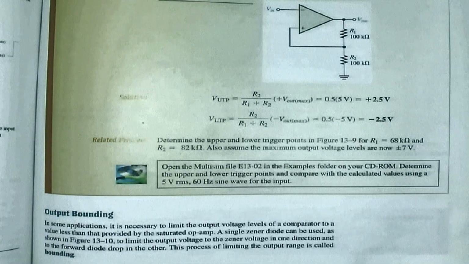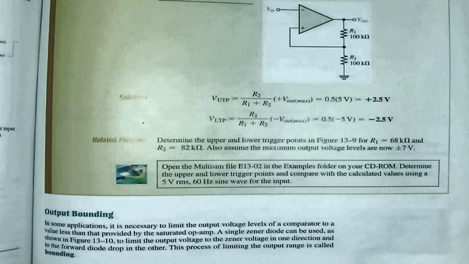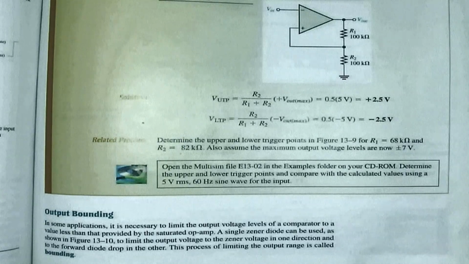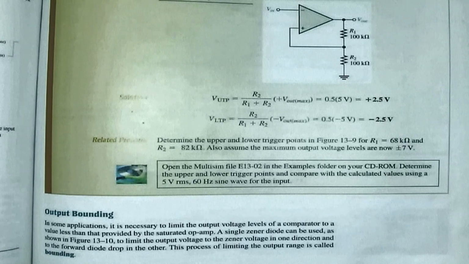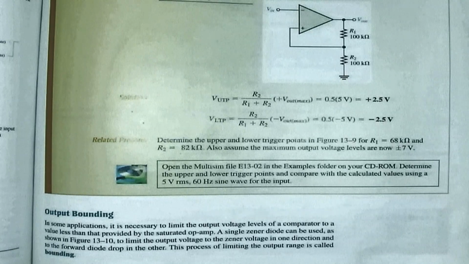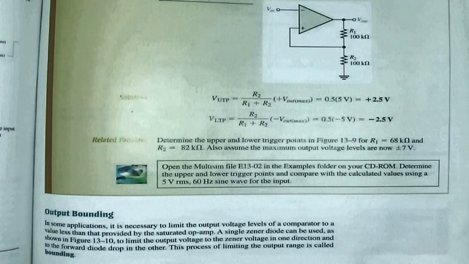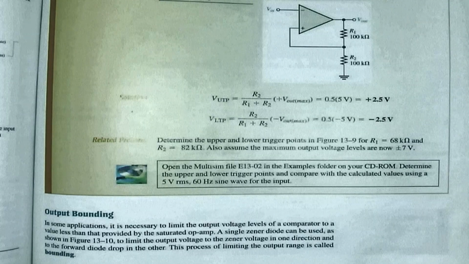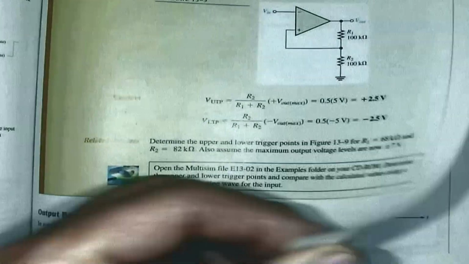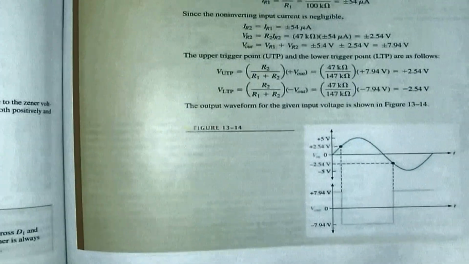Then we're going to look at output bounding. Now, up till now, we know that the voltage will always go to the maximum values, and that will normally be determined by the supply of the op-amp. But now if we want to limit that output to a certain value, we can make use of output bounding. And what is output bounding?